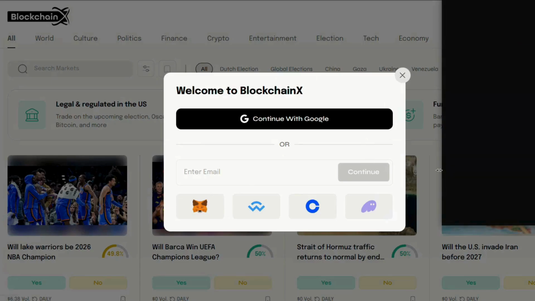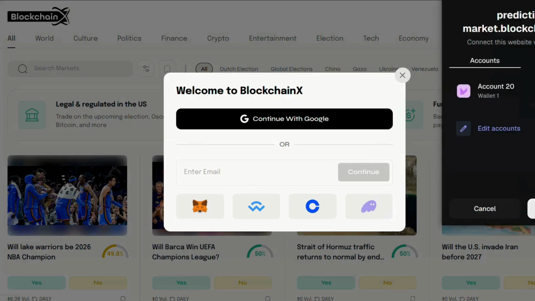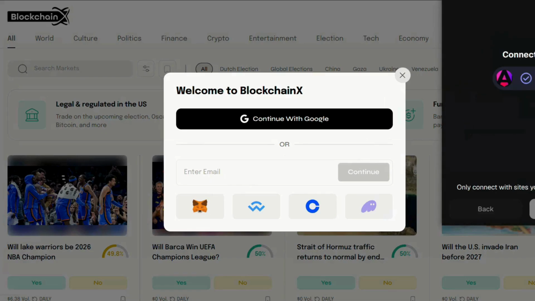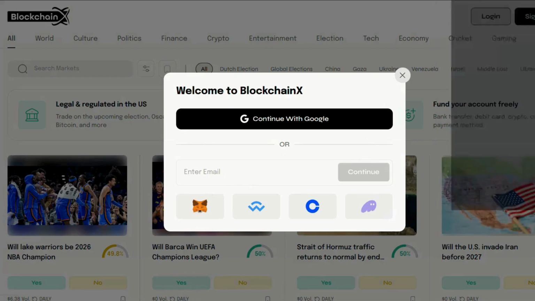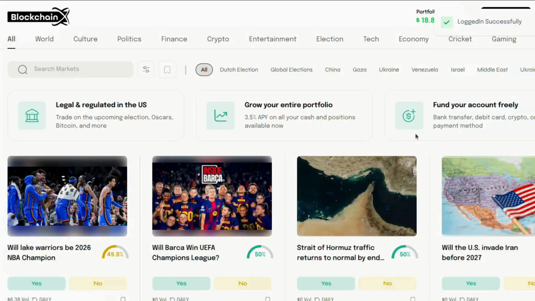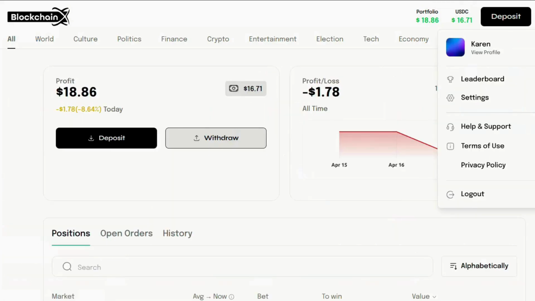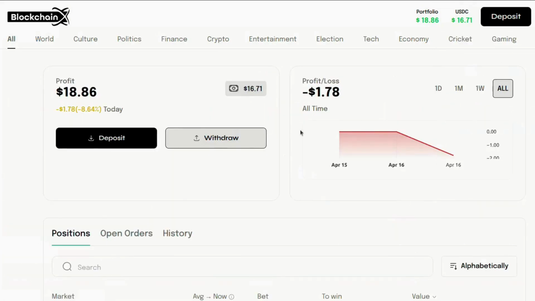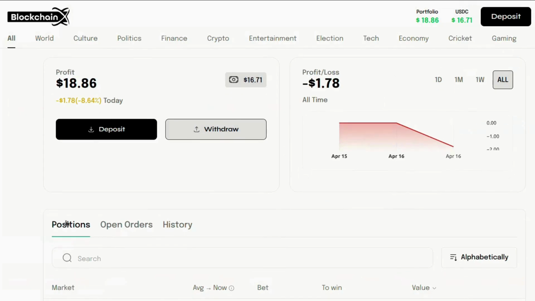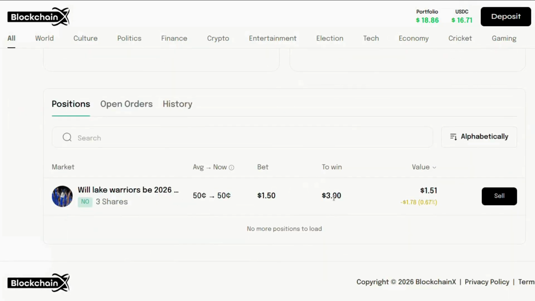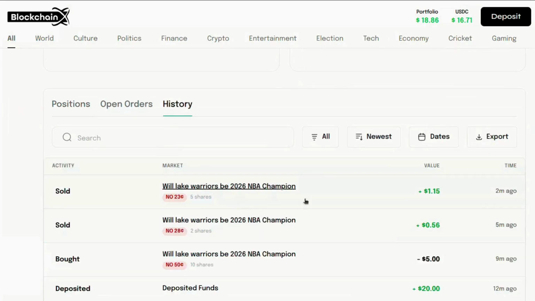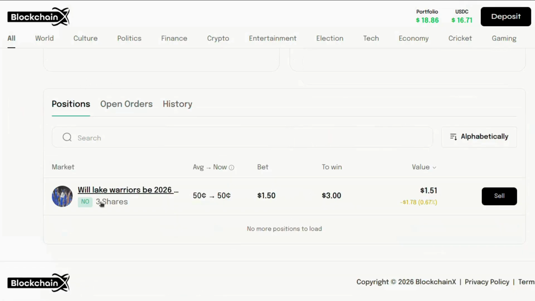Now, let's switch to another user account to continue the flow and see how sell trades interact between users. Here, the user already holds shares in the market. To exit the position, the user places a sell order for their shares.